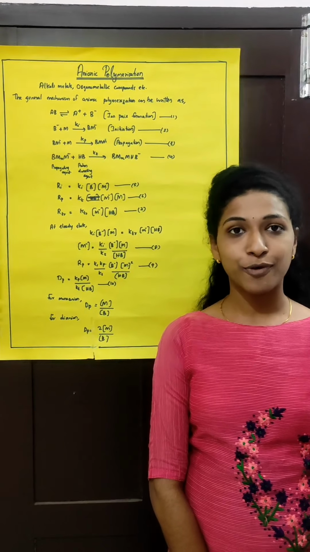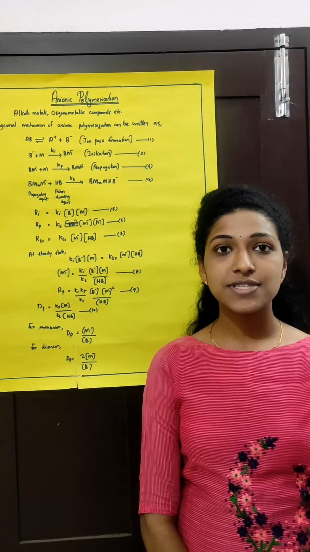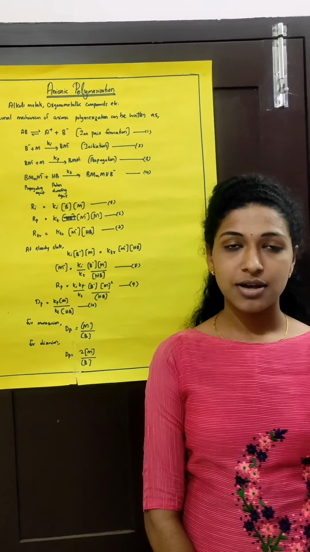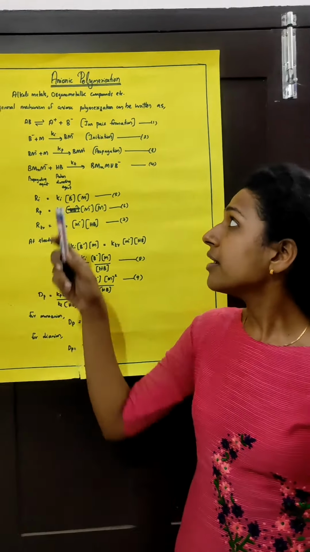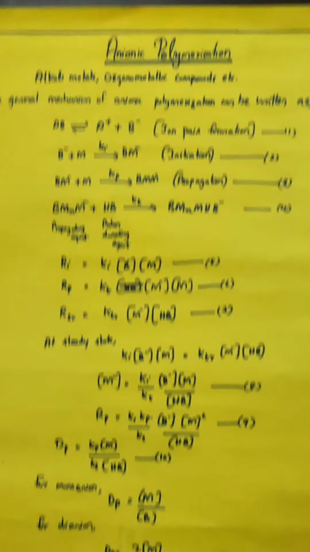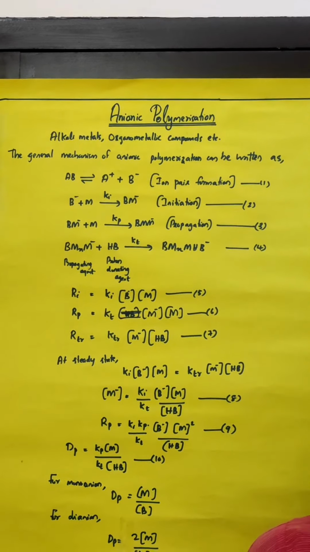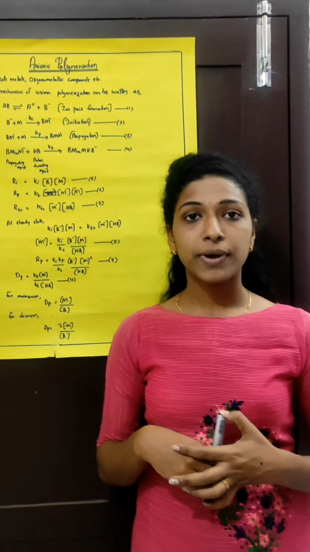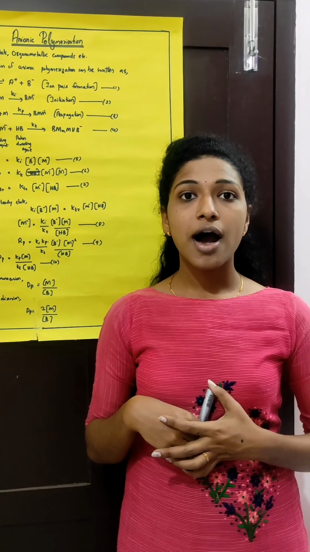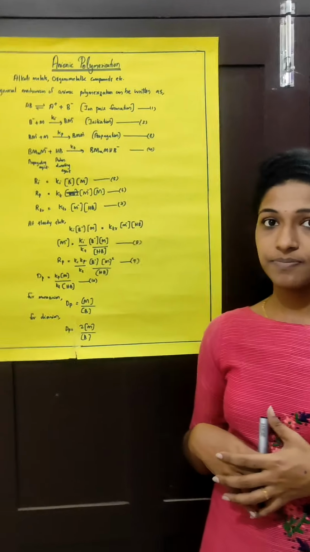Next is anionic polymerization. We know in anionic polymerization the active centers are carbanions. The catalysts which are used are alkali metals, organometallic compounds, etc. The general mechanism of anionic polymerization consists of initiation, propagation, termination, and also ion pair formation.